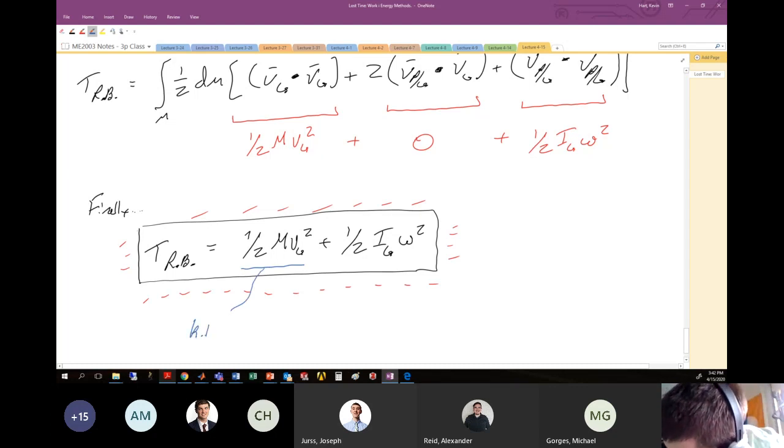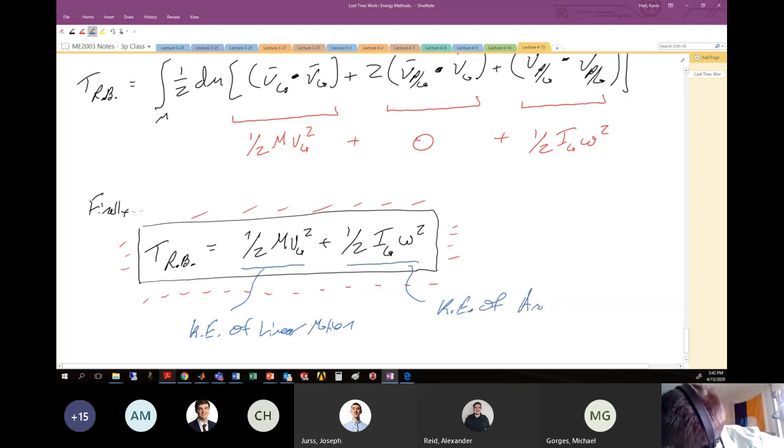This term here, kinetic energy of linear motion. This term here, kinetic energy of angular motion. It would make sense that the kinetic energy of rigid bodies is sort of separated into these two different things, okay?